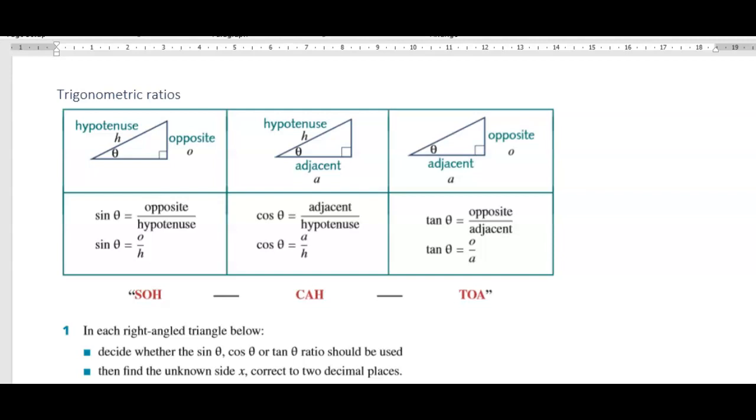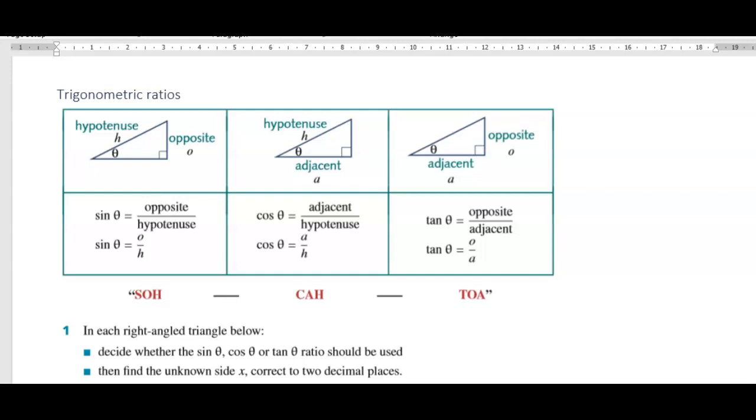So basically we use the relationship between the three sides and the angles within a triangle to work out what an unknown is. So it's a bit different to Pythagoras' theorem where we're only dealing with sides. With the trig ratios we also have the angle. So if you've got two bits of information you can find a third.